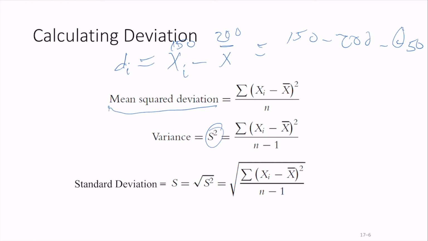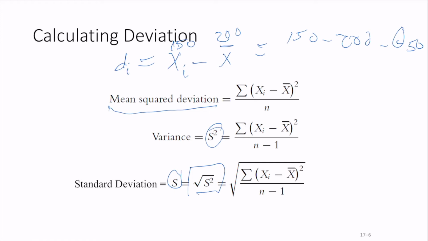The formula for the standard deviation is this. As your textbook says, the standard deviation is the square root of the sum of the variable minus x bar, which is the sample mean, squared, divided by the number minus 1.